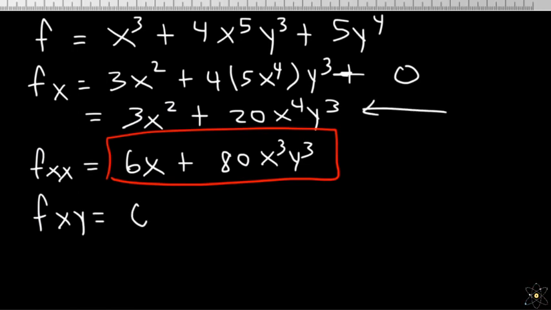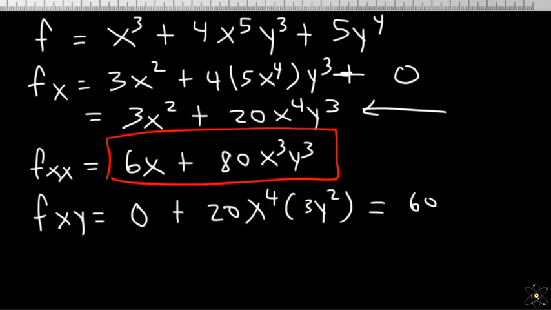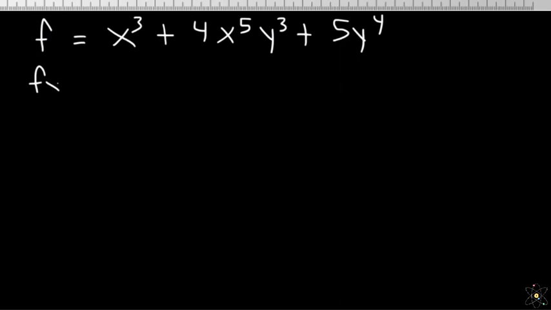3x squared will become 0, and the derivative of y to the third is 3y squared. So this is 60x to the fourth y squared. And so that's it for this one. Now let's find fy. So we could find fyx and fyy.